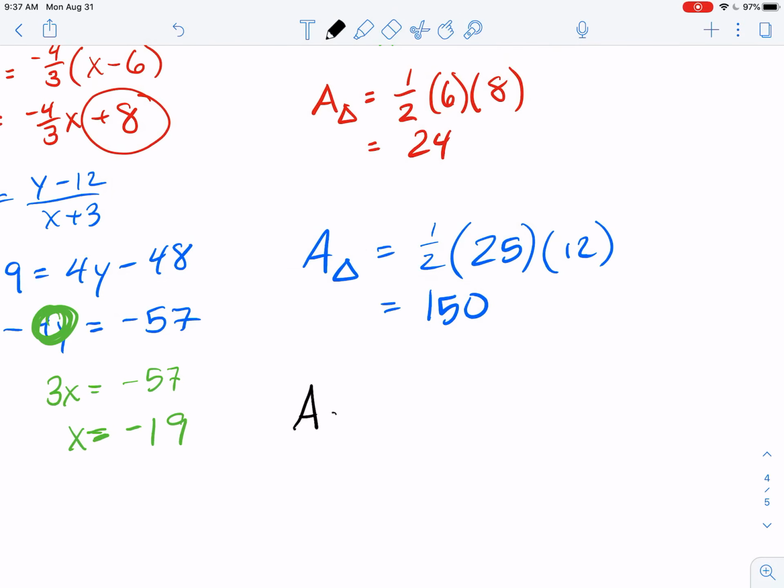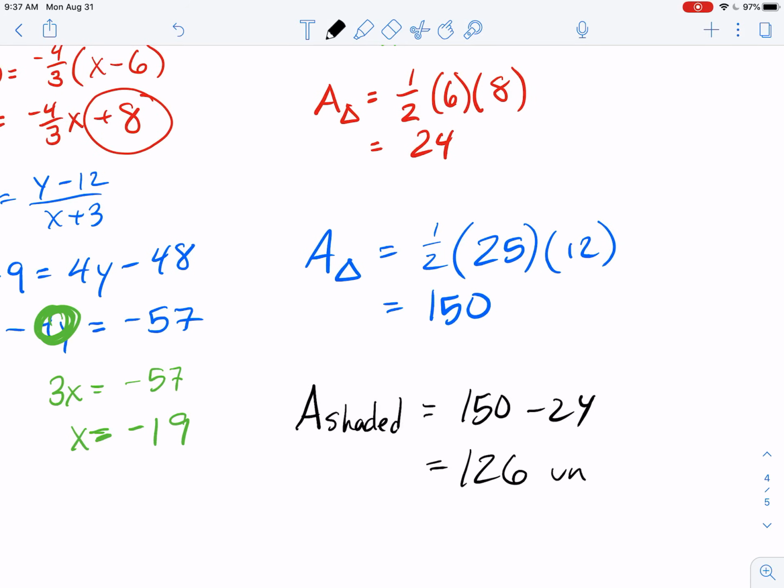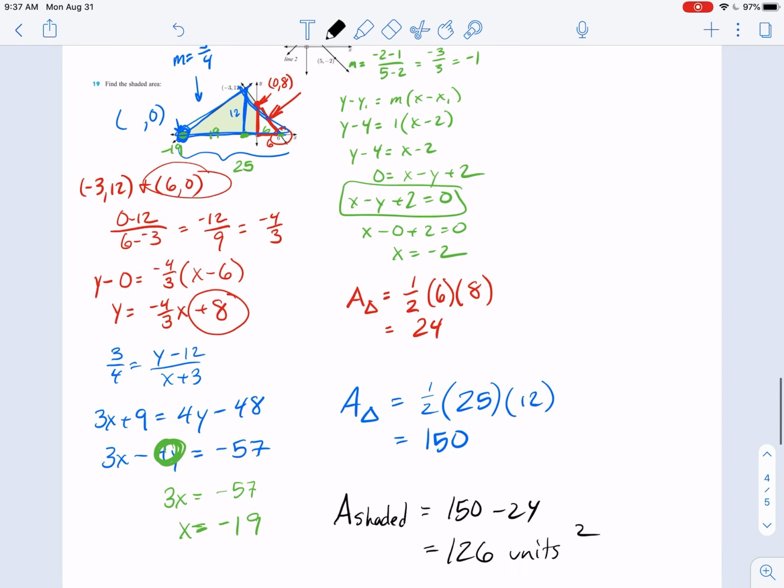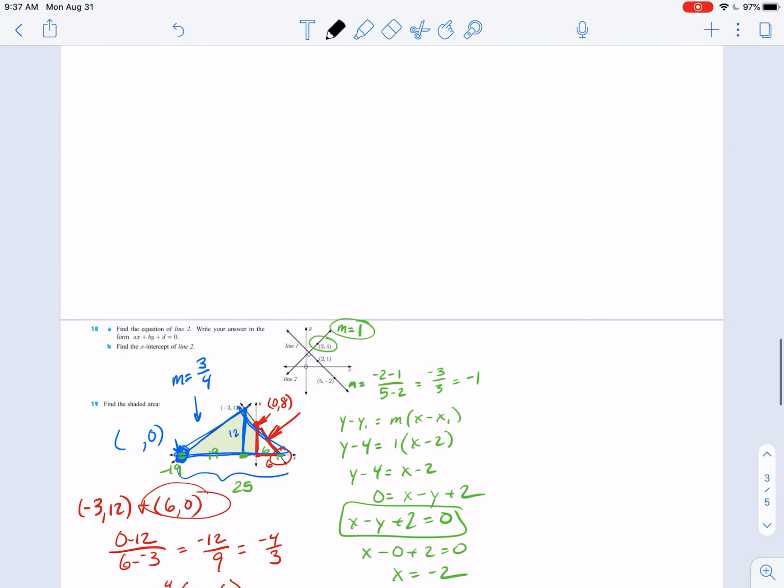The area of the shaded region is equal to the area of the blue minus the area of the red, so 150 minus 24, which is equal to 126 units squared. Yippee! Okay, hopefully that made sense. Let me know if you have any questions.